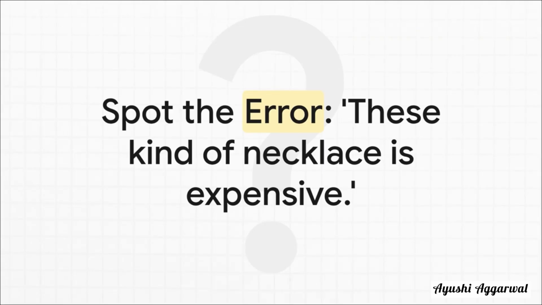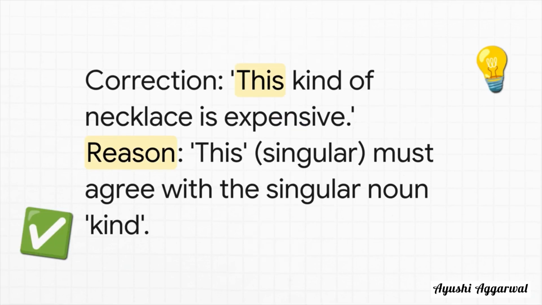Okay, here's a classic question straight from SSC exams. Spot the error. These kind of necklace is expensive. Take a second. Read it carefully. What do you think is wrong here? Aha, if you spotted it, great job. The mistake is something called number agreement. The main noun here is kind, which is singular, right? So the adjective pointing to it also has to be singular. That's why we have to change these to this. The correct sentence is this kind.